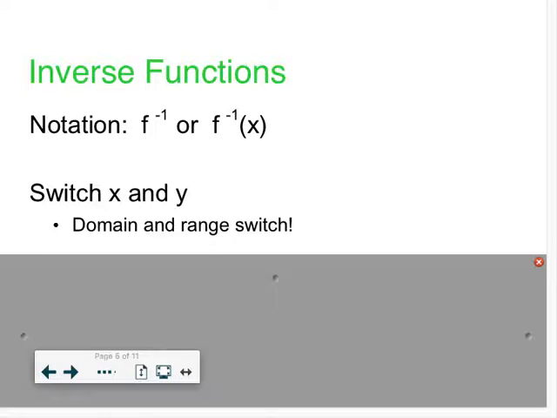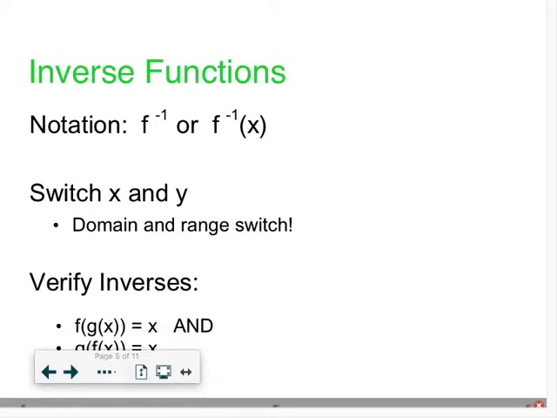Because you're switching X and Y, X's are all your inputs and they make up your domain. Y's are all of your outputs and they make up your range. When you find an inverse, you switch domain and range. So the domain of the original is the range of the inverse, and the range of the original is the new domain for your inverse. So not only are you switching X and Y, but you're switching their domains and ranges.